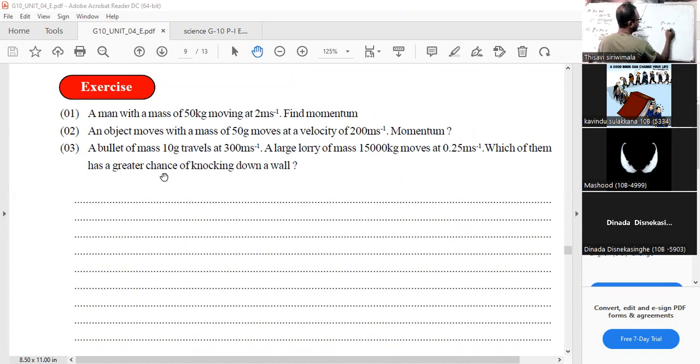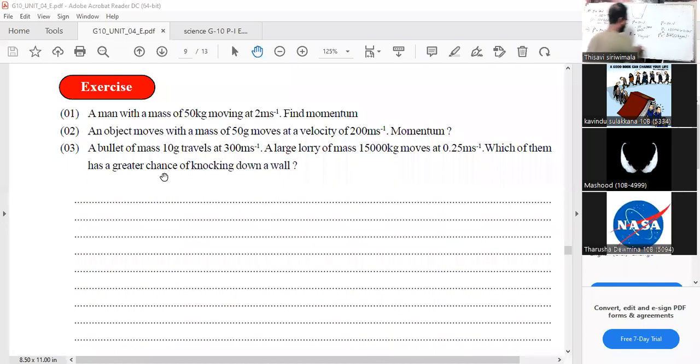Then here P equals mass 15,000 multiplied by 0.25. That is 15,000 divided by 4. So 3,750 kg ms minus 1. We call this P2 and this P1. So P2 is greater than P1.